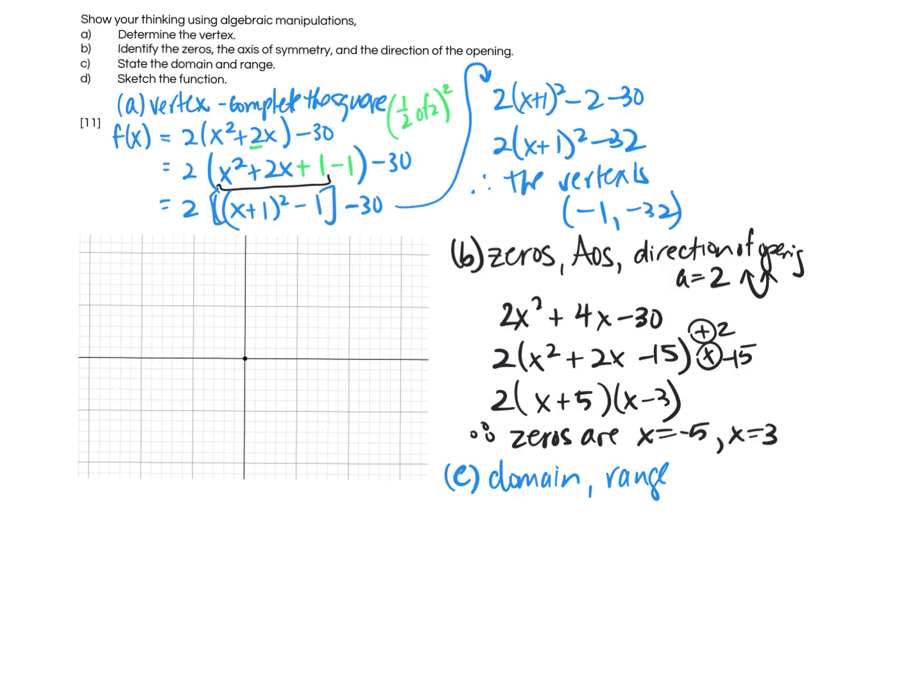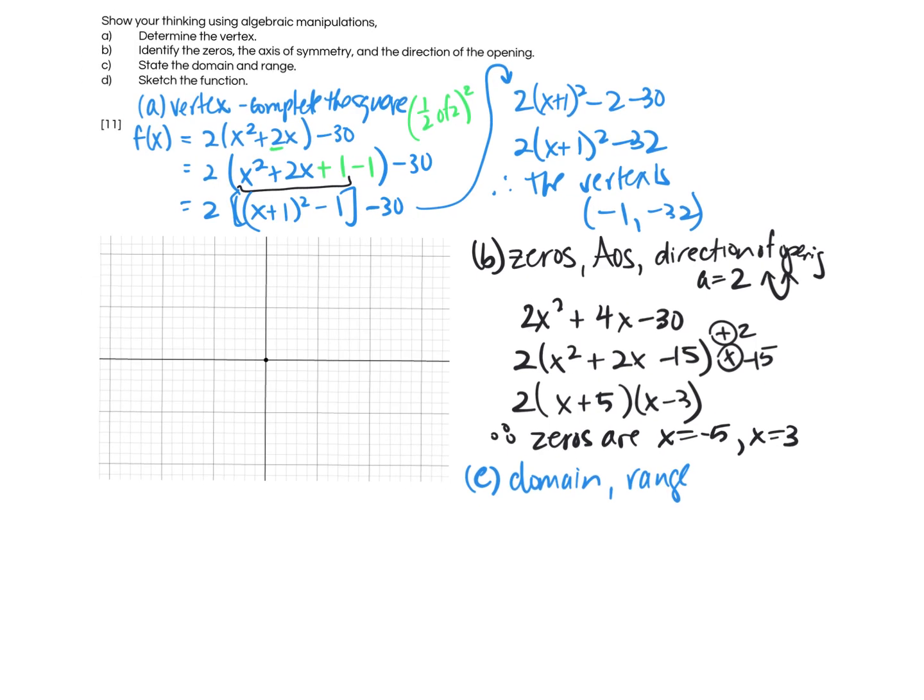Because this is a parabola, the domain would simply be all values of x. So any real number is my domain. The range, because it opens up, and the vertex, so I'm going to just do a little sketch here. The vertex is at (-1, -32), and it opens up. That means that my range must be greater than or equal to -32.